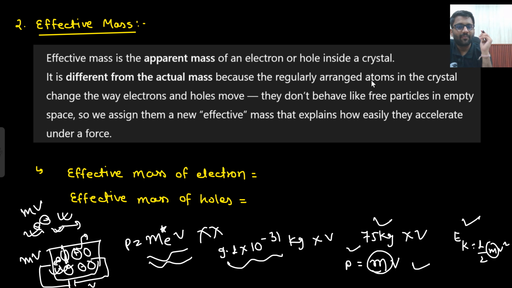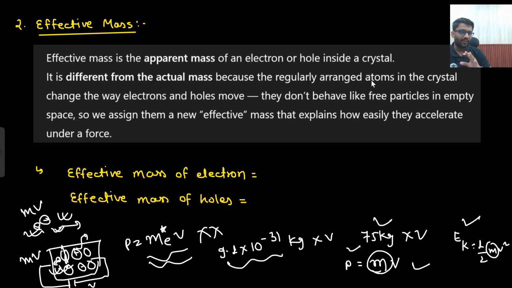So effective mass is the apparent mass of an electron inside a crystal. It is different from the actual mass because the regularly arranged atoms in the crystal change the way electrons and holes move. They don't behave like a free particle in empty space, so we assign a new effective mass that explains how easily they can accelerate under a force.